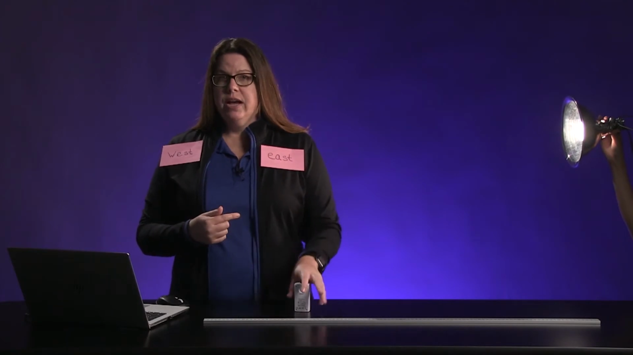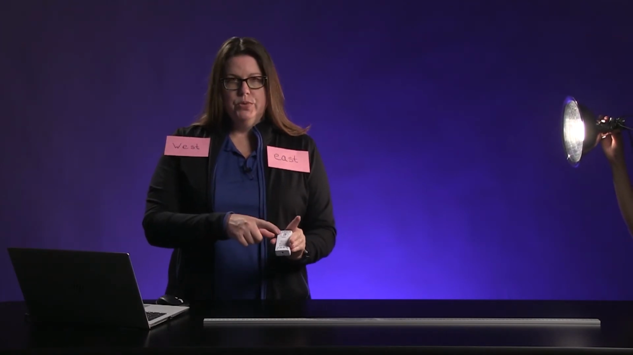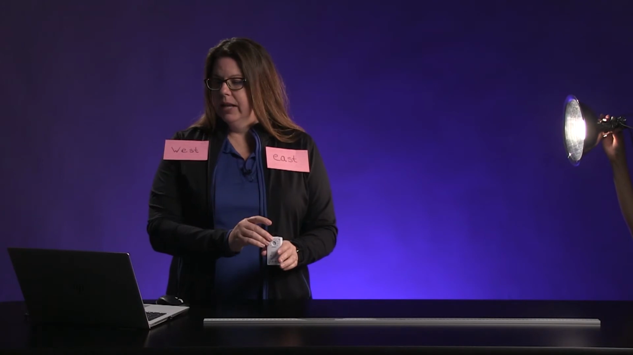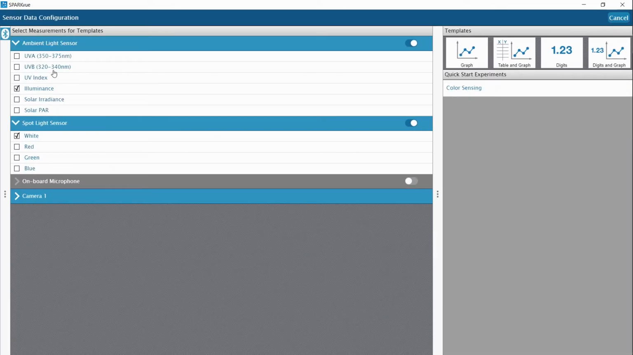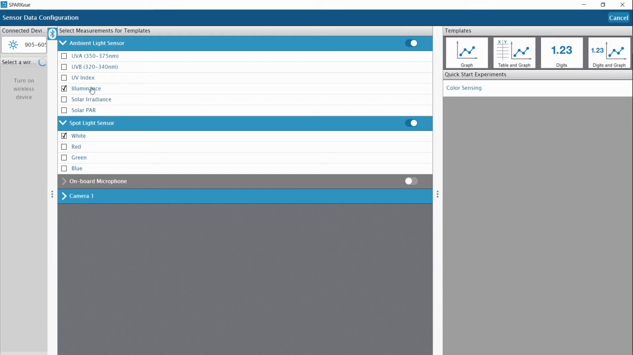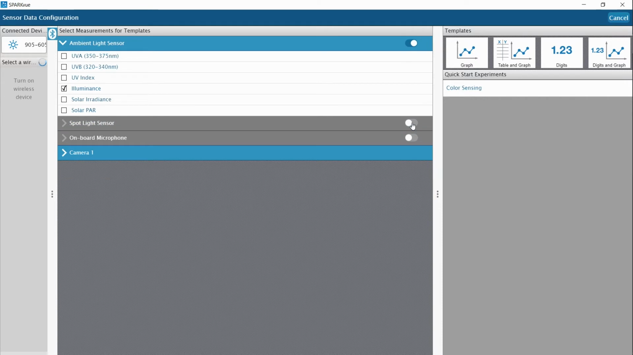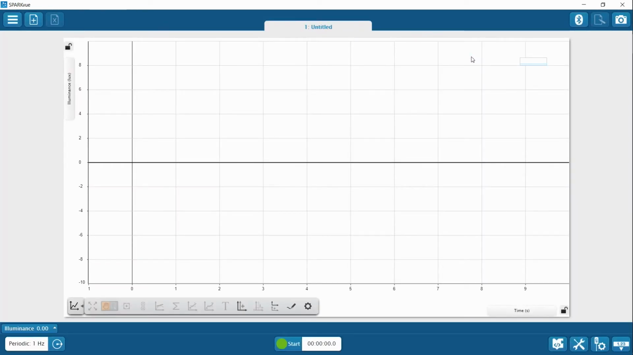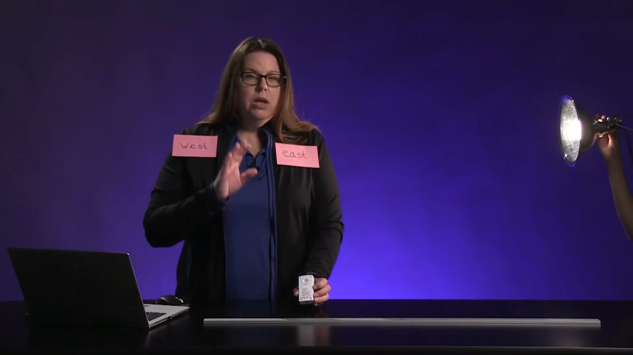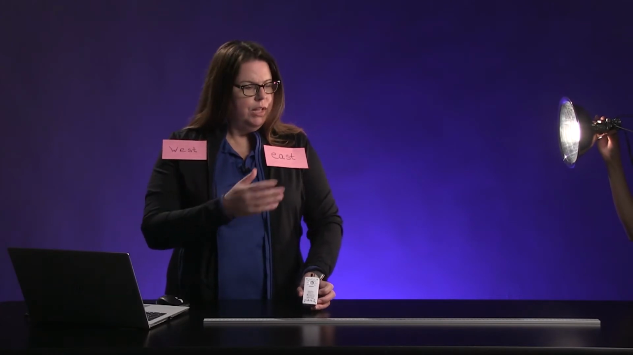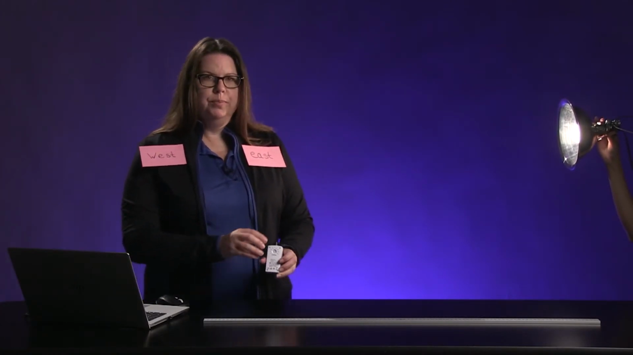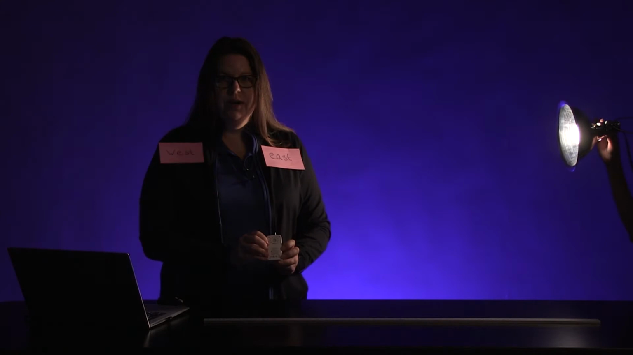Let me show you how to connect your sensor, because remember, we're using the ambient and not the spotlight. So I'm going to choose sensor data, and I want luminescence marked off for ambient light sensor, and then I'm going to disable the spotlight. And I am going to create a graph of the luminescence over time. When you do this in your classrooms, it's good if you can dim the room. So let's go ahead and dim our classroom so you can see how this works.